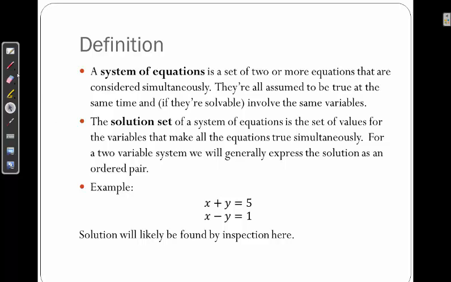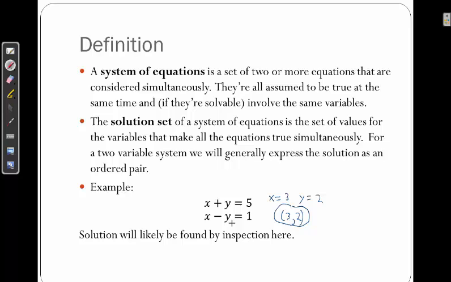Well, you'll probably come up with 3 and 2 pretty quickly. Specifically, x has to equal 3 and y has to equal 2. So we generally express the solution not this way, but as (3, 2). One of the main reasons it's expressed this way is just so you get the connection. X has to be 3 when y equals 2. So the way you check a system of equations is you take these and plug them into both equations. 3 plus 2 equals 5, 3 minus 2 equals 1.